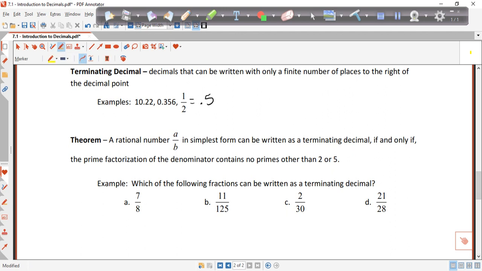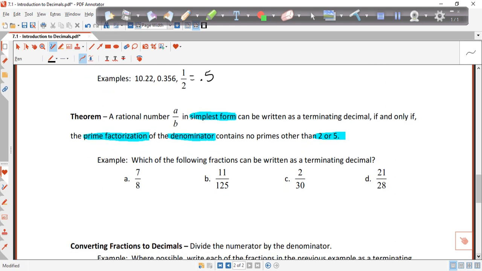Okay, so first thing you need to notice is that it said it had to be in simplest form. So make sure you're in simplest form when you're trying to do these problems. Then you're going to look at the denominator and find its prime factorization. And if it's only made up of 2's or 5's, it's terminating. If it is not, then it is not terminating. So let's look at some examples.